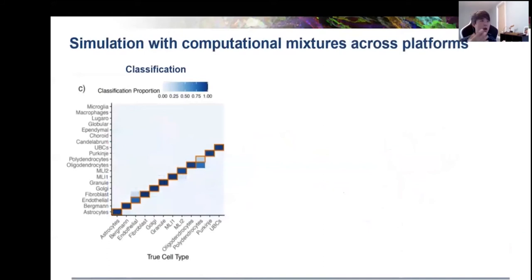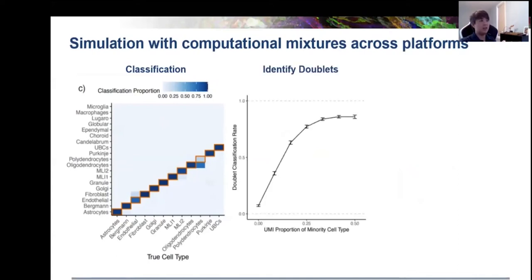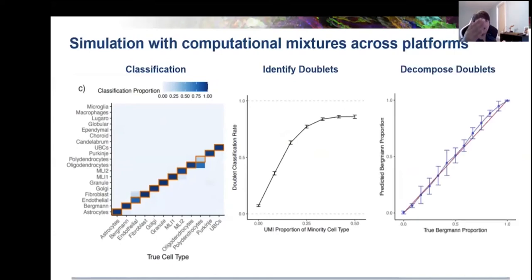And so we've performed very detailed computational simulations with single cell and single nucleus data sets that demonstrate that we can classify cell types with this method. I won't go into the details here, but we can classify cell types very accurately. If we simulate doublets, we can identify what the cell types in the doublet are and in what proportion, and we can decompose them into the predicted proportion given a computational mixture.